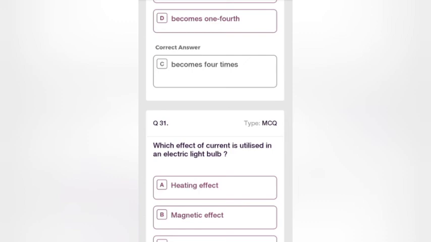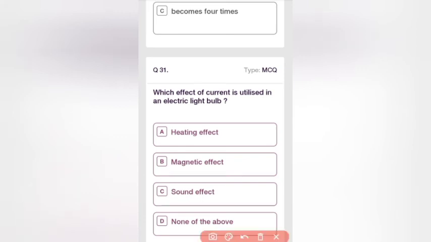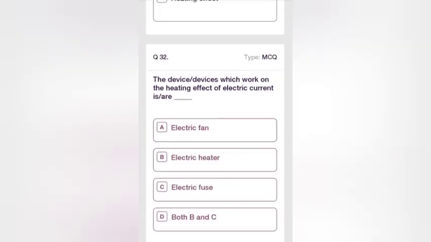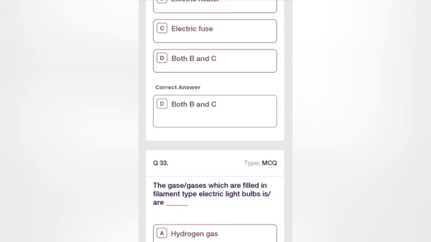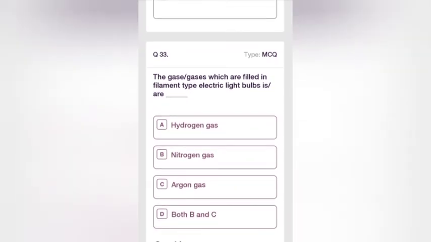Which effect of current is utilized in electric light bulb? We use heating effect. Okay, heating effect is used. The device which works on the heating effect of electric current is electric heater and electric fuse, not the fan. Okay, so it must be both B and C. Option D will be the correct answer. Fan, the heat produced by the fan is not used for any other purpose, right? So therefore we can't take that for heating effect.